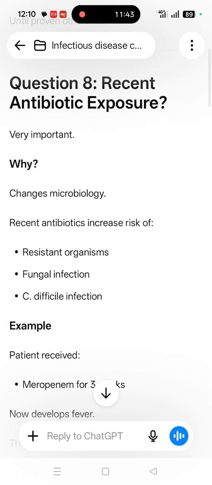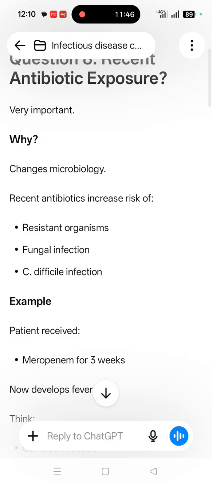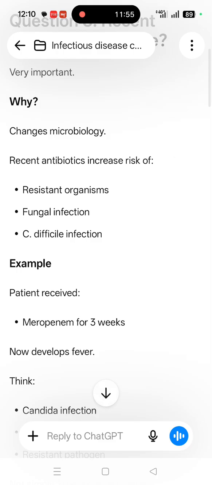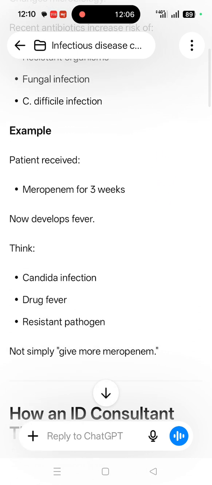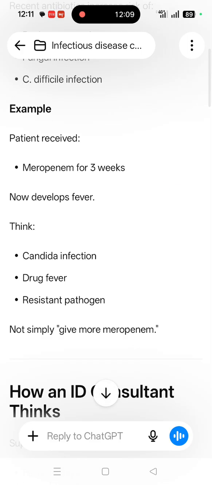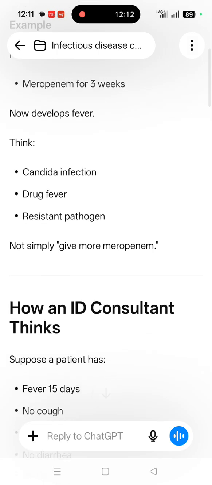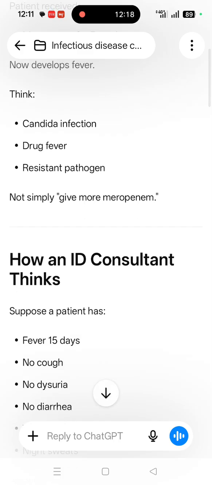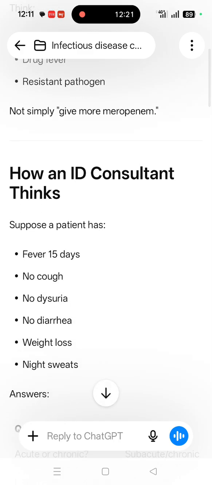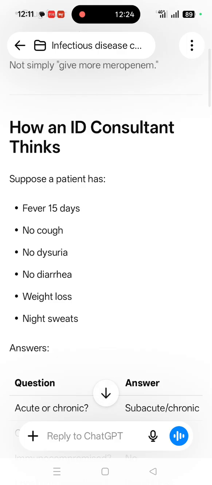Then recent antibiotic exposure. Why is it important? Because that changes the microbiology. For example, recent antibiotics increase the risk of resistant organisms, fungal infection, and Clostridium difficile infection. So this may happen if the person is on antibiotics. For example, a patient receiving meropenem for 3 weeks now develops fever. It may be due to Candida infection, it may be dengue fever, it may be any resistant pathogen. So do not simply give more meropenem. So how should an ID consultant think?